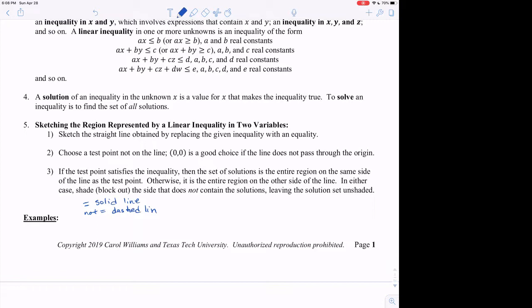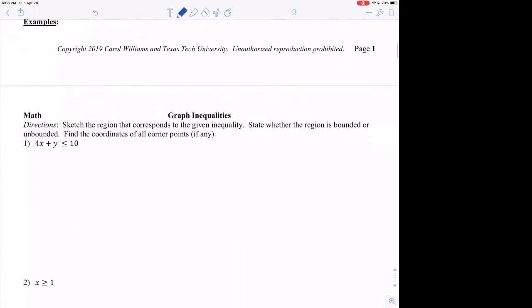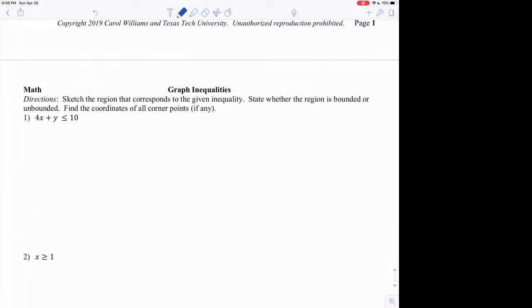When you're testing a point to test an inequality, you're going to use 0, 0. If your line goes through the point 0, 0, then you're going to test something like 1, 0 or 0, 1. And that'll make a little more sense when we get to an example. So let's look at our first example.